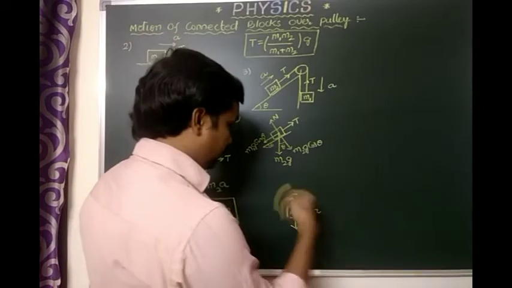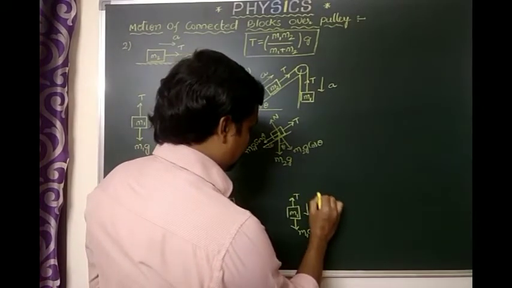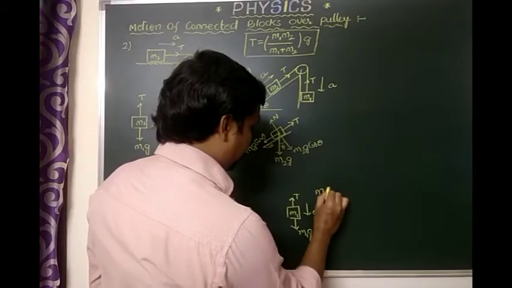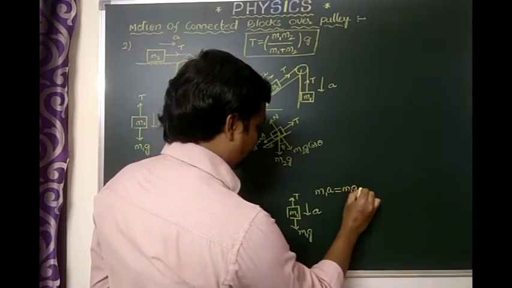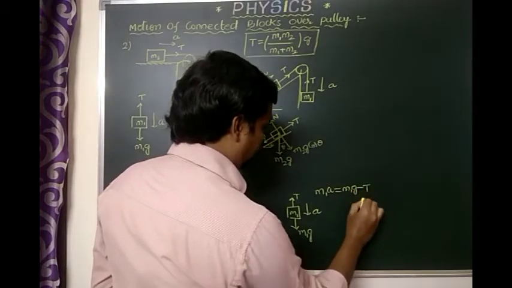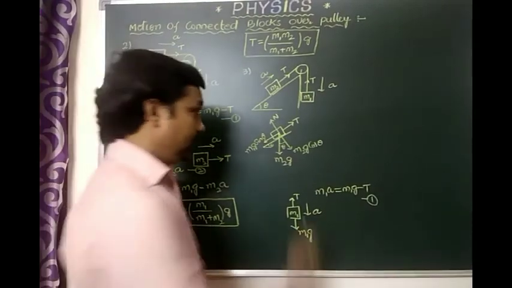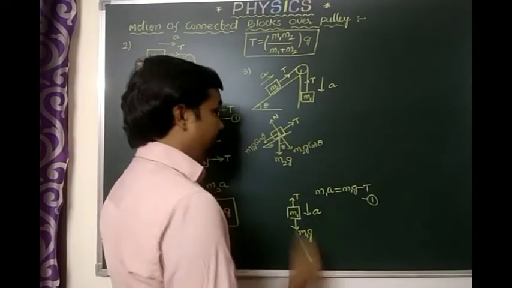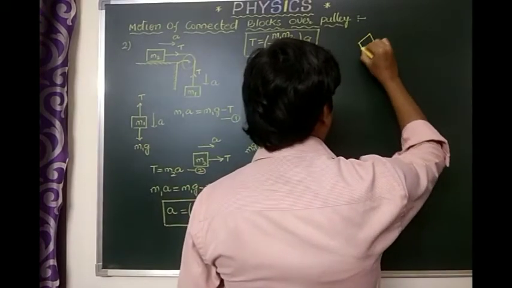First I will write a free body diagram for this. What will we get? We will get a formula: M1A is equal to M1G minus tension T. Let it be equation number 1. Here, what is the acceleration direction? We need to check. Here we are taking the free body diagram of M2.